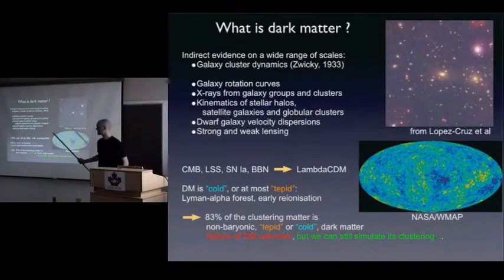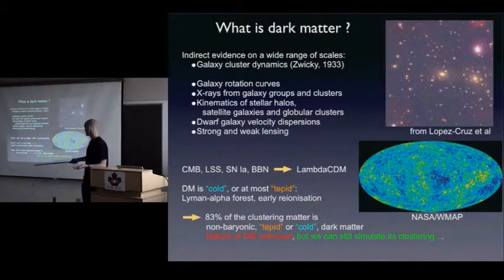So the Lyman alpha forest tells us that there are structures on practically all the scales that the baryons at this time are able to probe. So the dark matter can't be very warm. It would also be a problem to have enough sources in the early universe to reionize the gas if there's no power on small enough scales. So we end up with a picture where like 83% of the clustering matter is in some non-baryonic, relatively cold, dark component, the nature of which is still completely unknown.